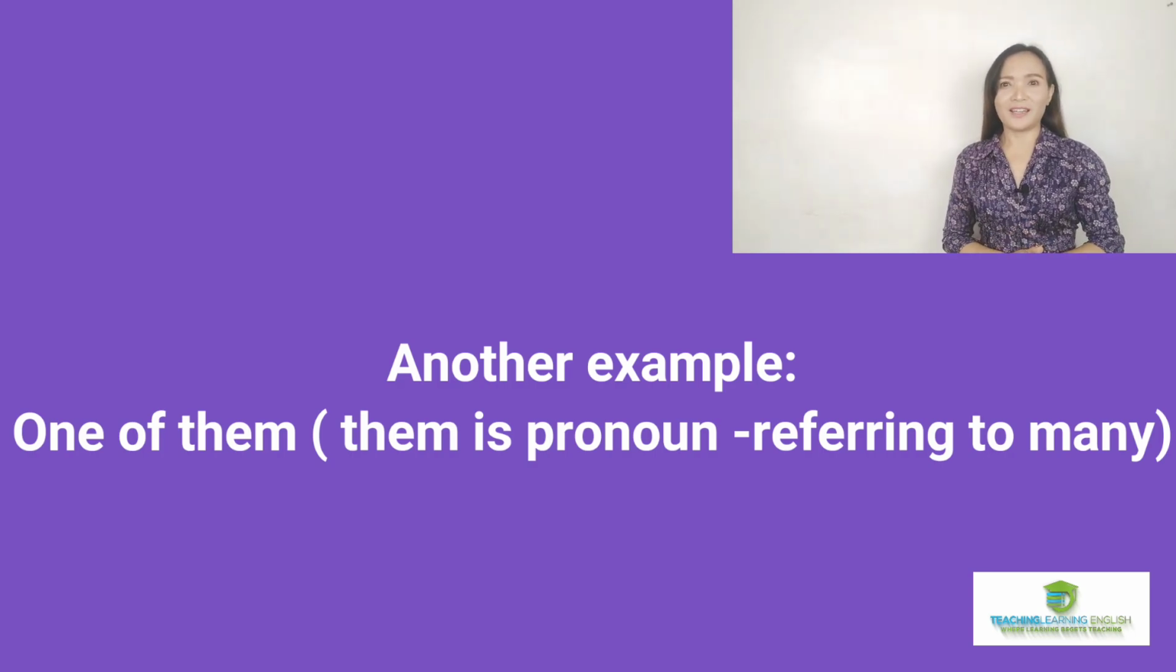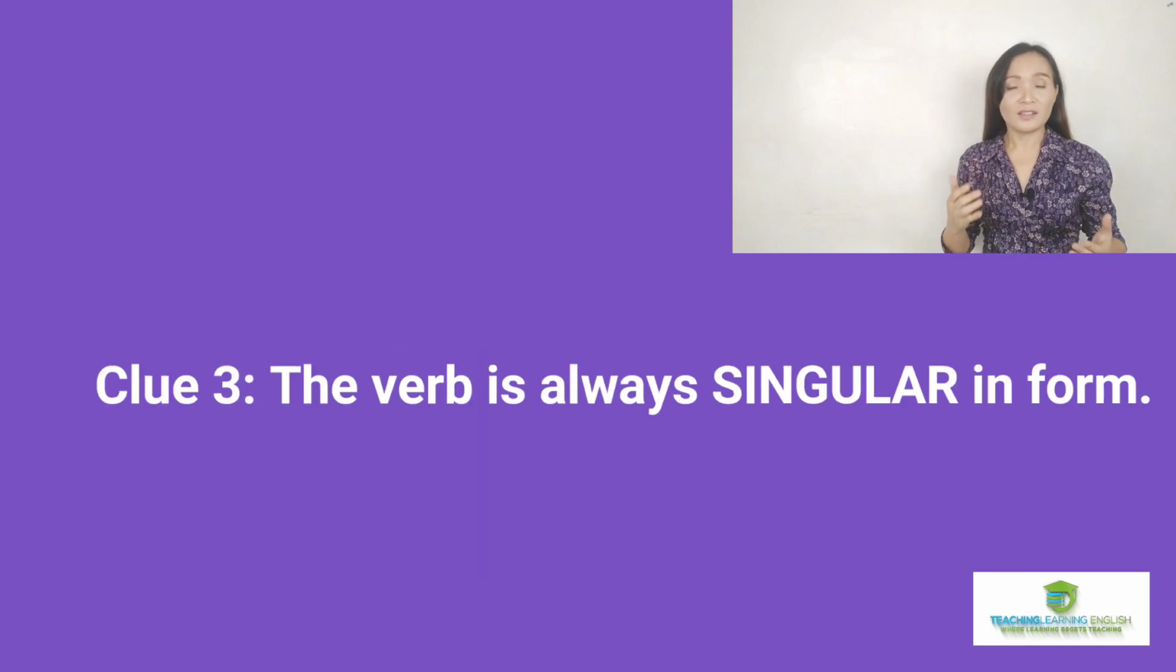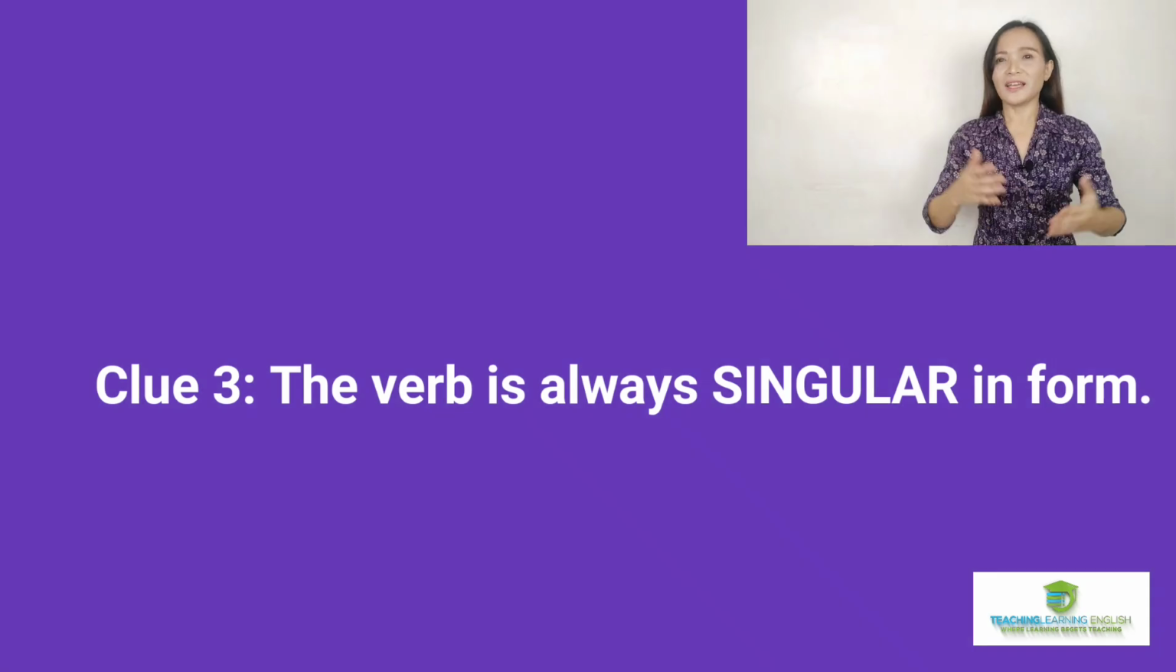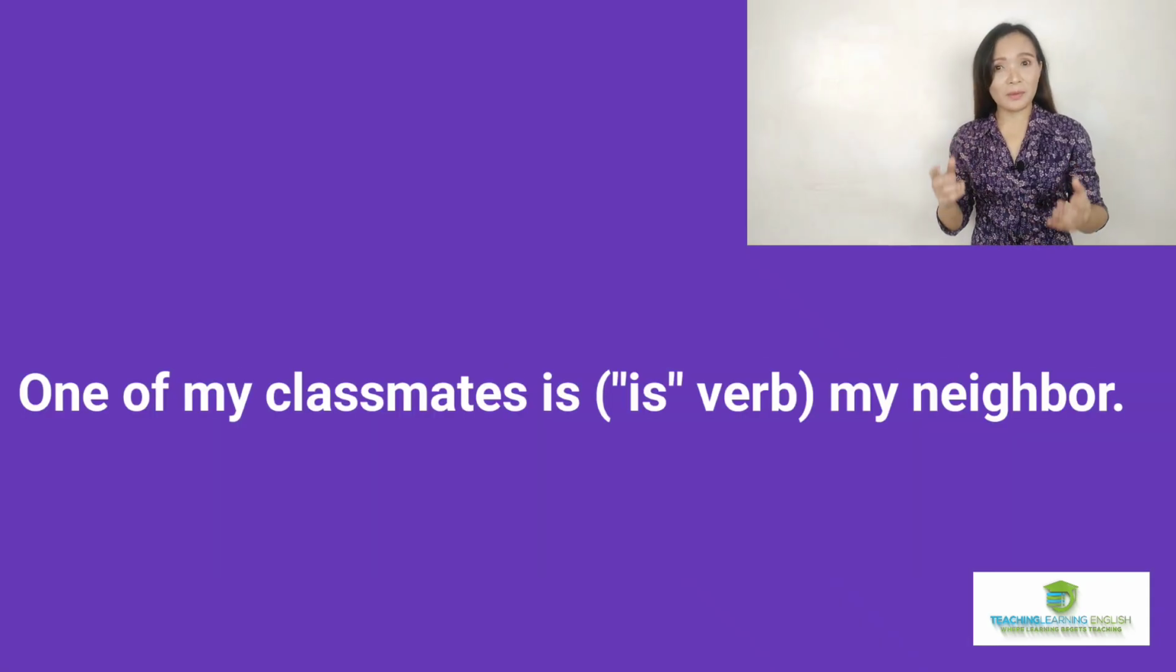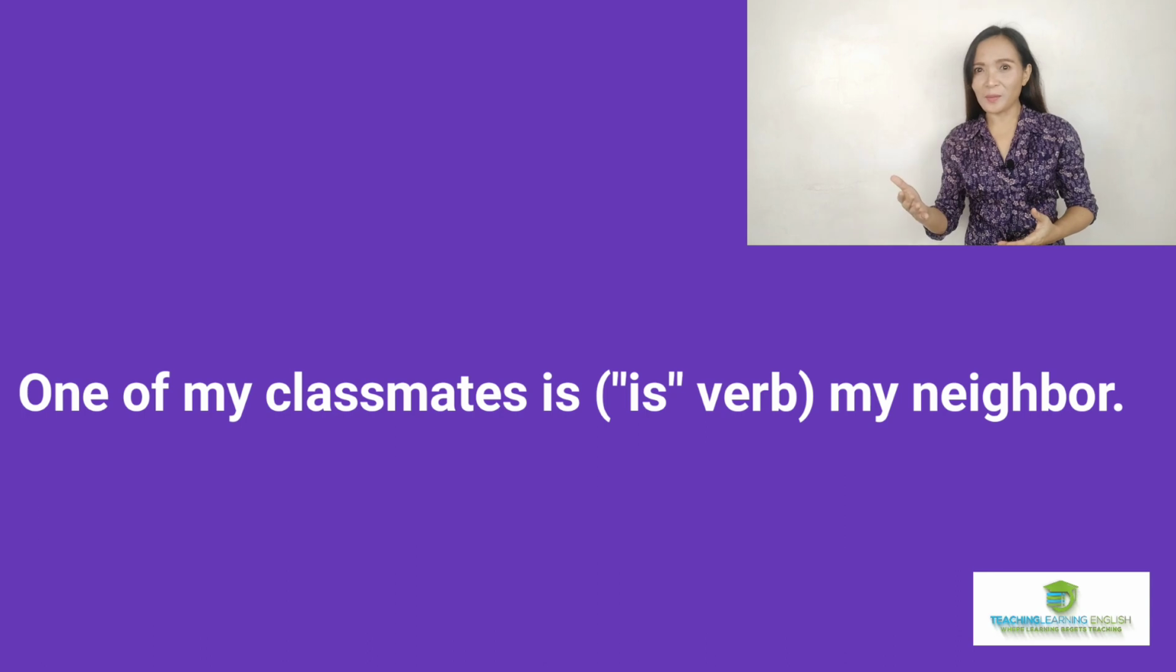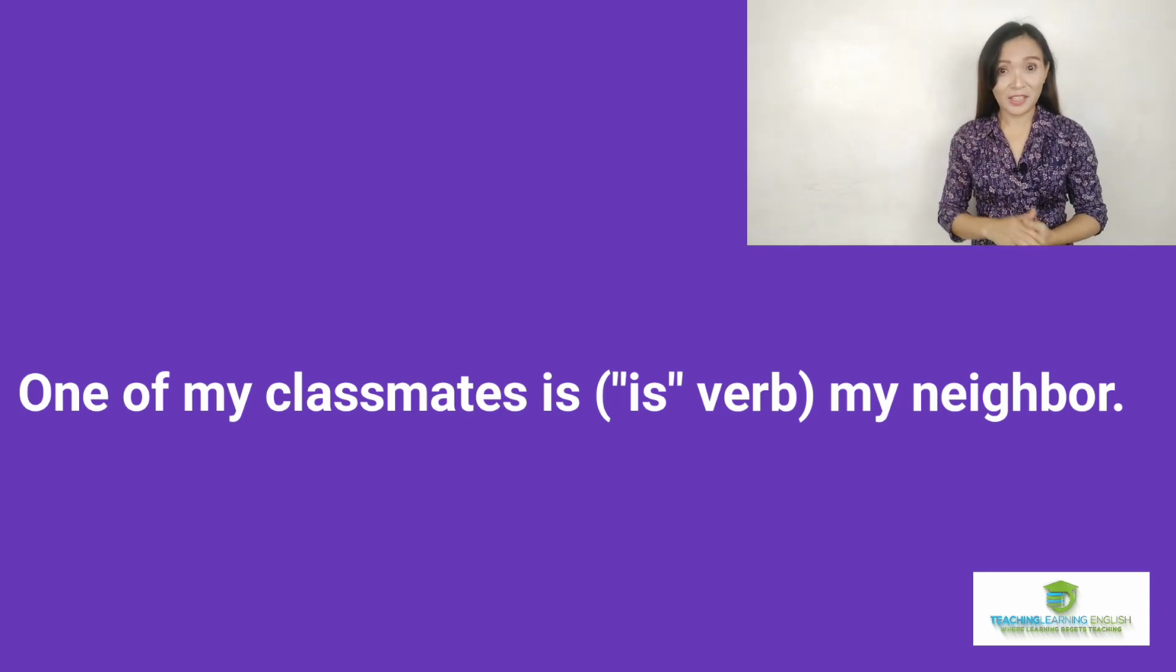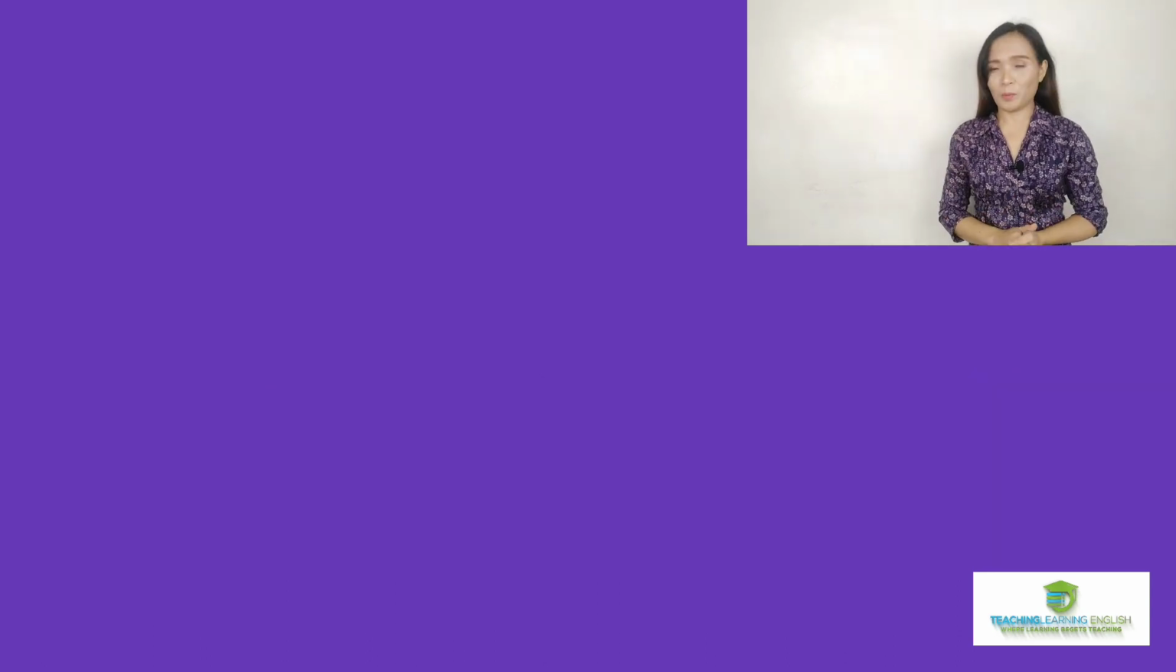Clue number 3. The verb is always in singular form, regardless of the tenses of verbs. So let's say one of my classmates is, that's the verb, my neighbor, not are, but is. You say, one of them is my classmate. Did you get it? Them is the pronoun.